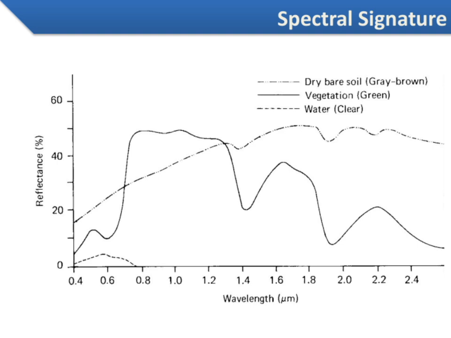Understanding these signatures is crucial because it forms the basis for many applications, like land cover classification or mineral exploration. Essentially, by analyzing the spectral signature, we can gain detailed insights into the composition and characteristics of the Earth's surface, which ties back to our overall goal of improving how we interpret and utilize remote sensing data.